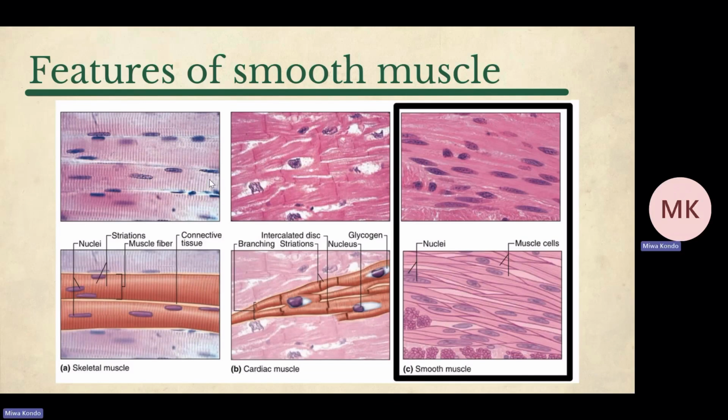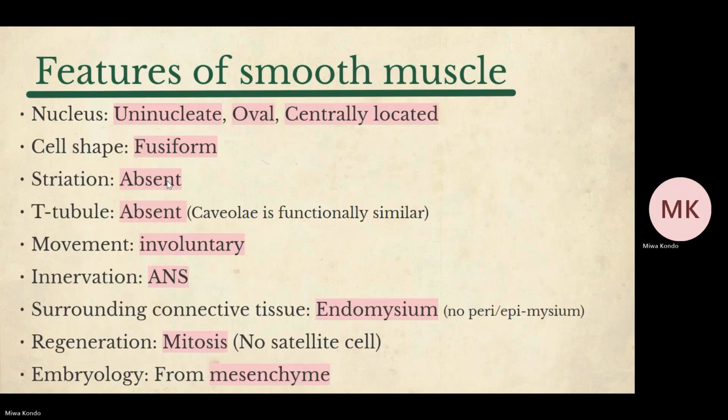Now let's get into the basics. Smooth muscle is one of the three types of muscles, along with skeletal muscle and cardiac muscle. Features of smooth muscles. First, they are uninucleate, meaning each cell has a single nucleus, which is oval and centrally located. The cells themselves are fusiform and they are non-striated.